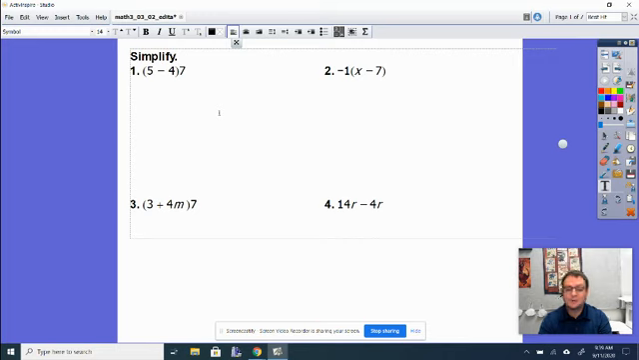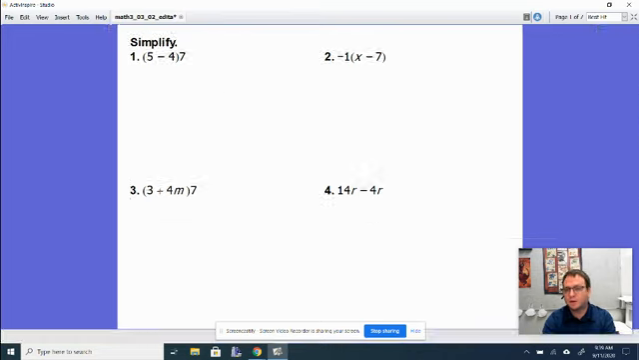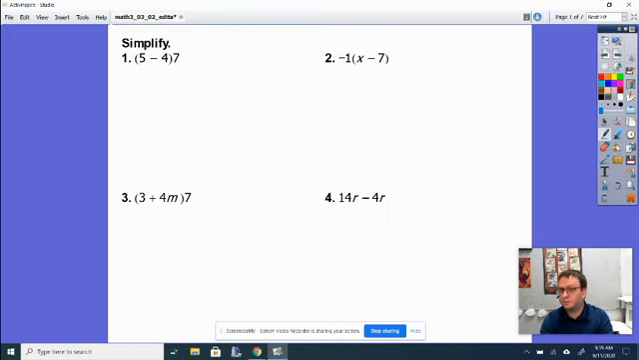One of the biggest struggles I see with students is when they get to a place where we ask them to simplify, and they're not quite sure what they need to do. If you just see some numbers that can be combined, like on this first one here, all you need to do is start combining the like terms. So for example, I can do 5 minus 4. 5 minus 4 is 1.